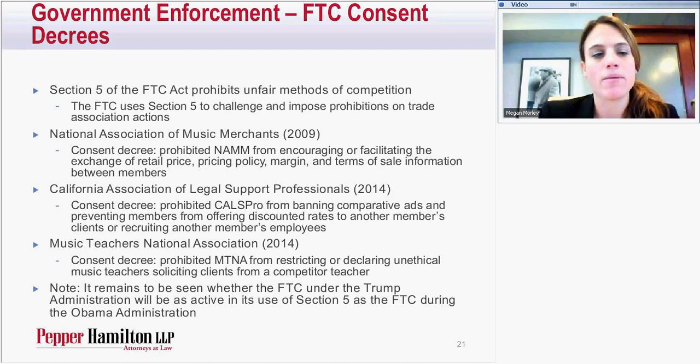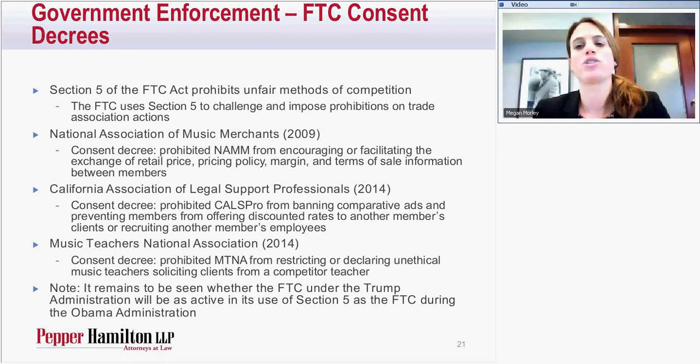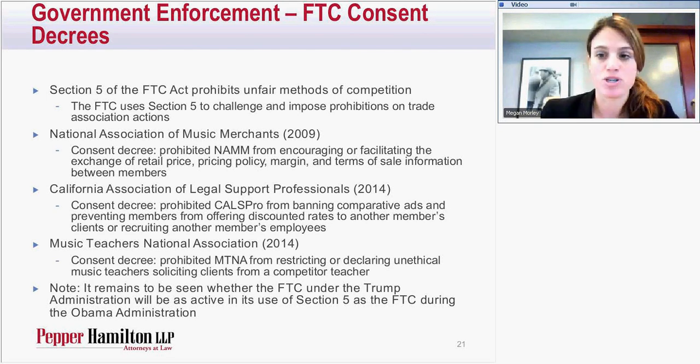One other item I wanted to note before turning the program back over to Jan was that it remains to be seen whether the FTC under the Trump administration will be as active as the Obama administration was with the use of Section 5. And it's important to note that President Trump has appointed as his acting commissioner Dean Olhausen, who is considered to be somewhat more conservative, at least from an antitrust perspective, than some of the prior commissioners.